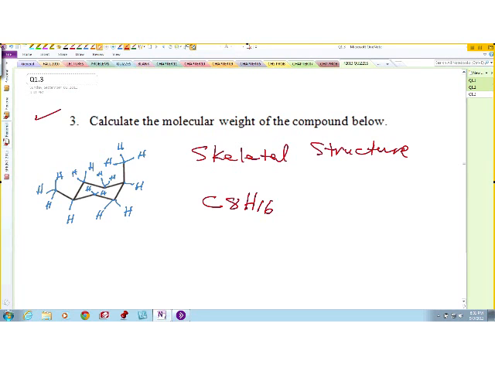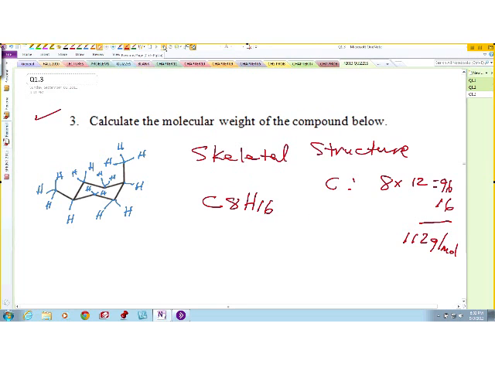You calculate the atomic weight for each one of the atoms. Carbon is what? 12, right? So from carbon you have 8 times 12, and what do we have? 96. We have 16 hydrogens, and the atomic weight of hydrogen is 1, so we have 16. And what does that give us? 112. So that's 112 grams per mole. The molecular weight of this compound is 112 grams per mole. Everybody agree? Yes. Okay, very good.